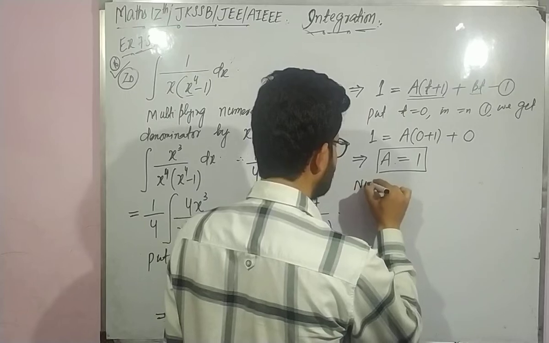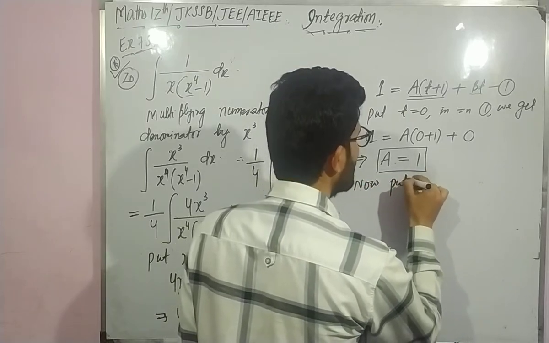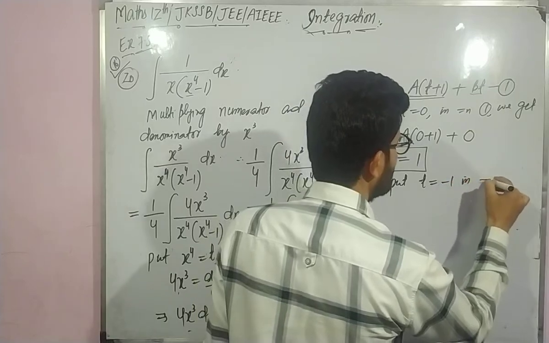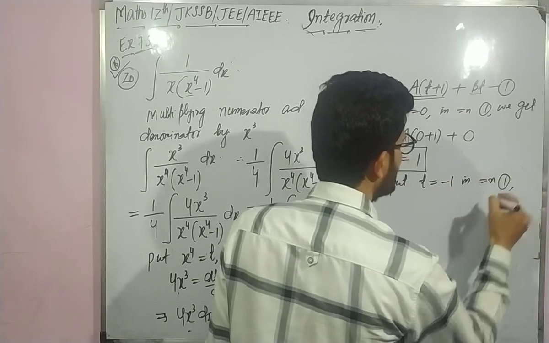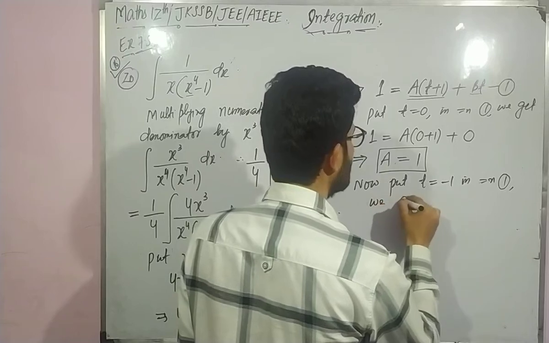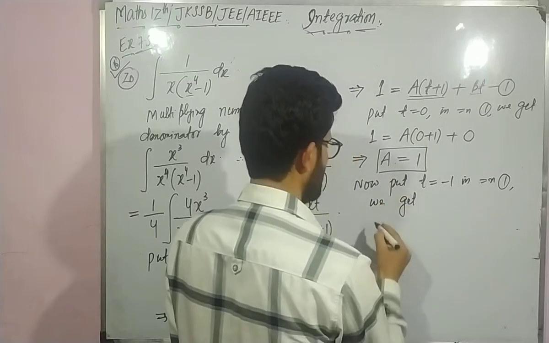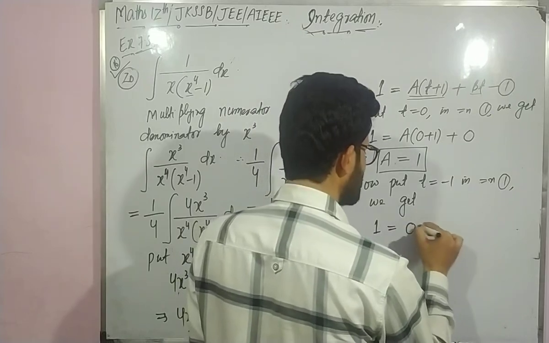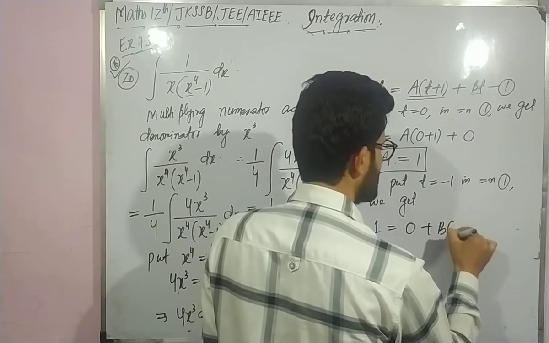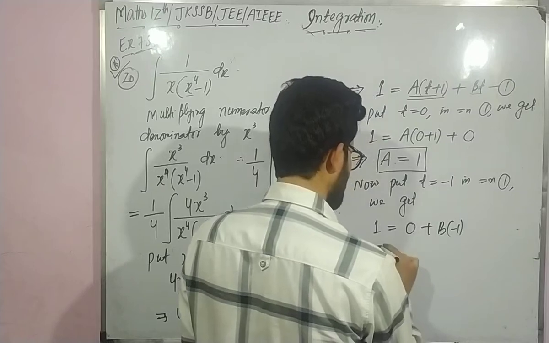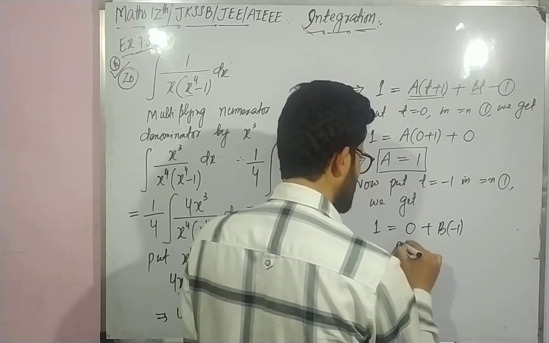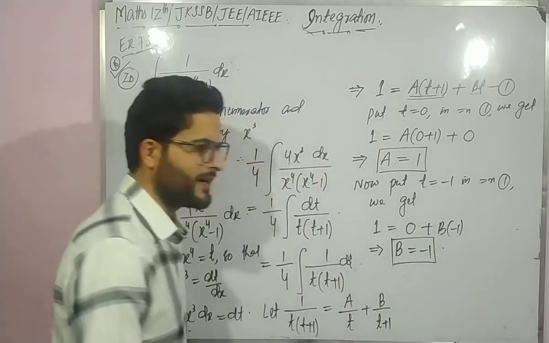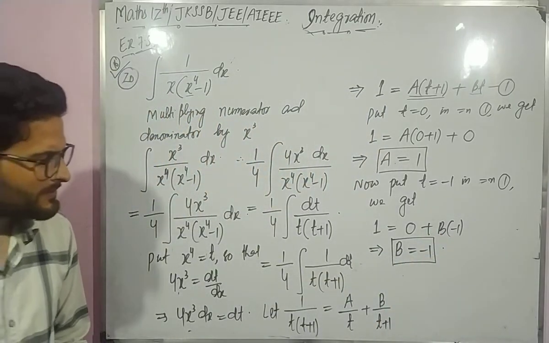When a gets eliminated, obviously we can find the value of constant b. Now put t is equal to minus 1 in equation first. What do we get? Obviously on the LHS we don't have any t, so 1 is equal to, this will become 0, plus b into minus 1. B into minus 1 is minus b is equal to 1, so b is obviously equal to minus 1. So we obtained the value of a as 1 and b as minus 1.